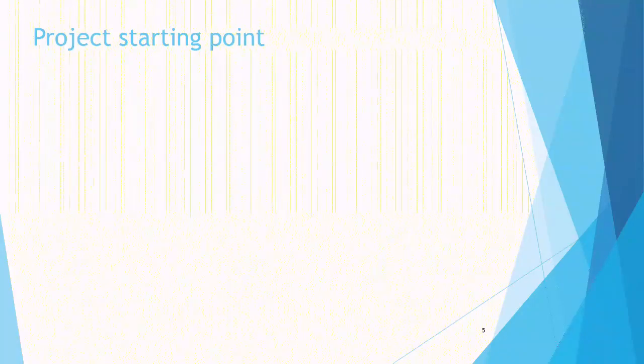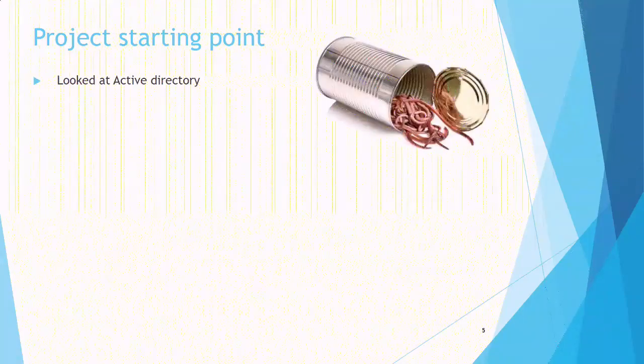So how did this project get started? Well, the first thing was I came in to look at Link and Exchange. So the first thing I did was I went through Active Directory. And as that slide shows you, that was lid off the can, worms all over the place. We had so many things wrong with Active Directory, it's almost embarrassing to my former employer to list them.